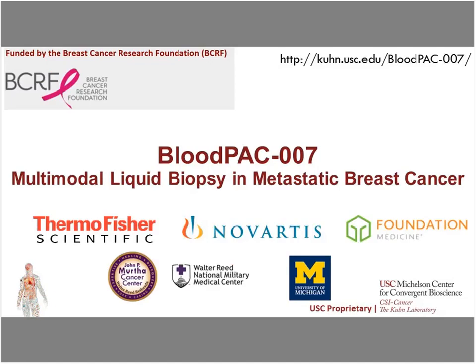Project 007 of BloodPAC is supported by the Breast Cancer Research Foundation, and we are working closely with these listed partners in this project. This project is collecting and analyzing longitudinal blood samples from ER-positive metastatic breast cancer patients for a multi-platform, multi-analyte blood profiling analysis.